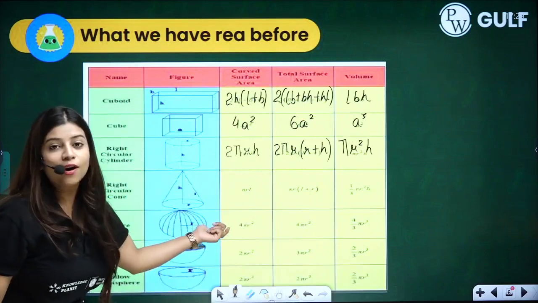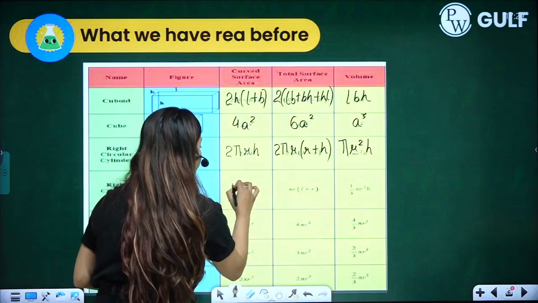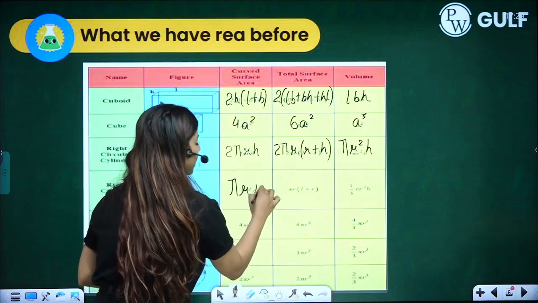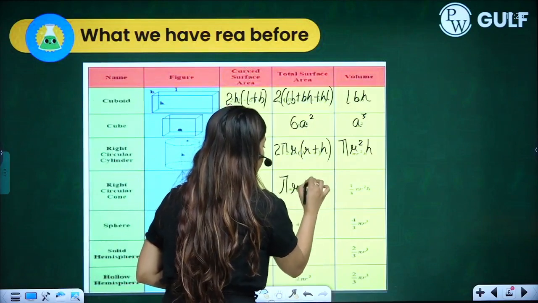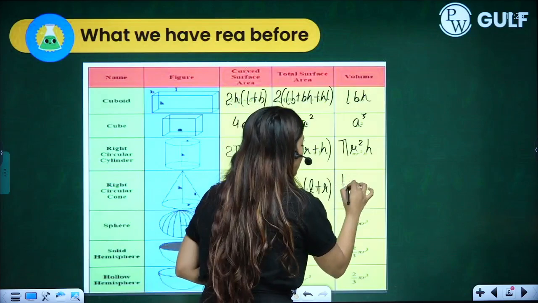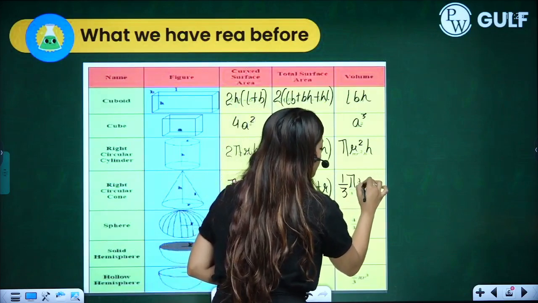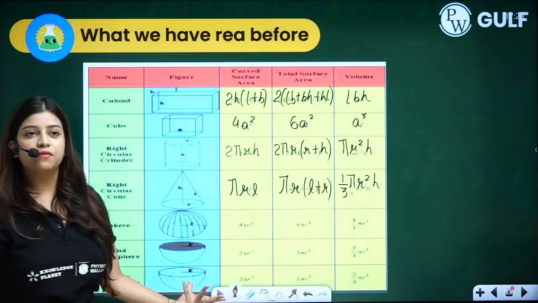Now for a cone, students, the curved surface area of cone is pi r l. The total surface area is pi r (l + r), and the volume is 1 by 3 pi r square h. I hope that now it is visible to each and everyone out there.